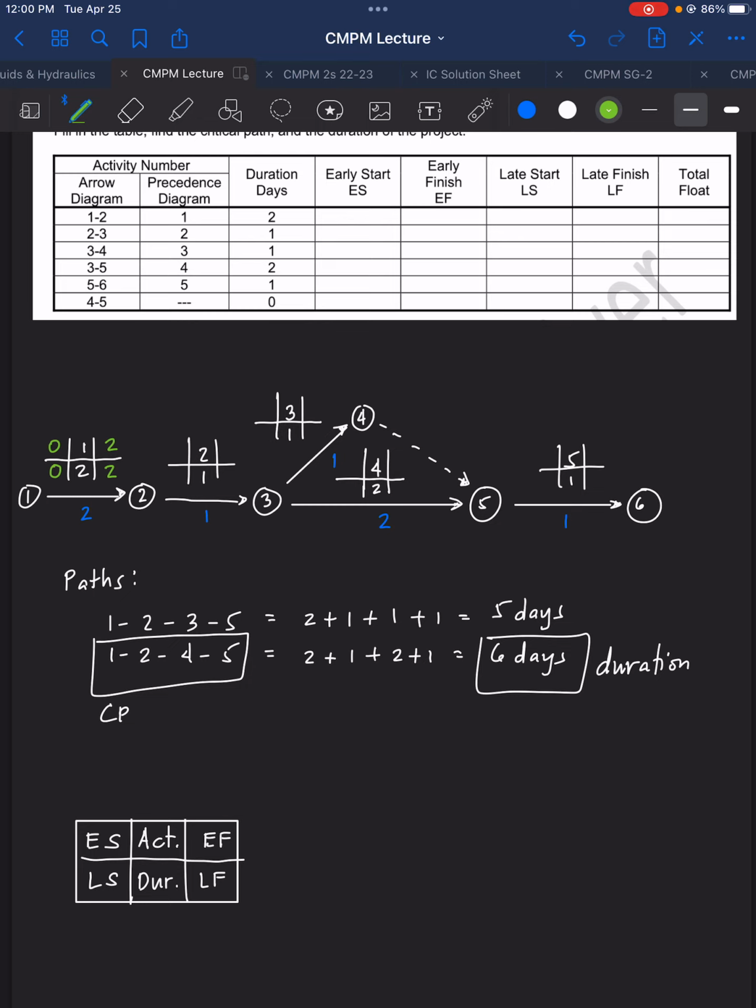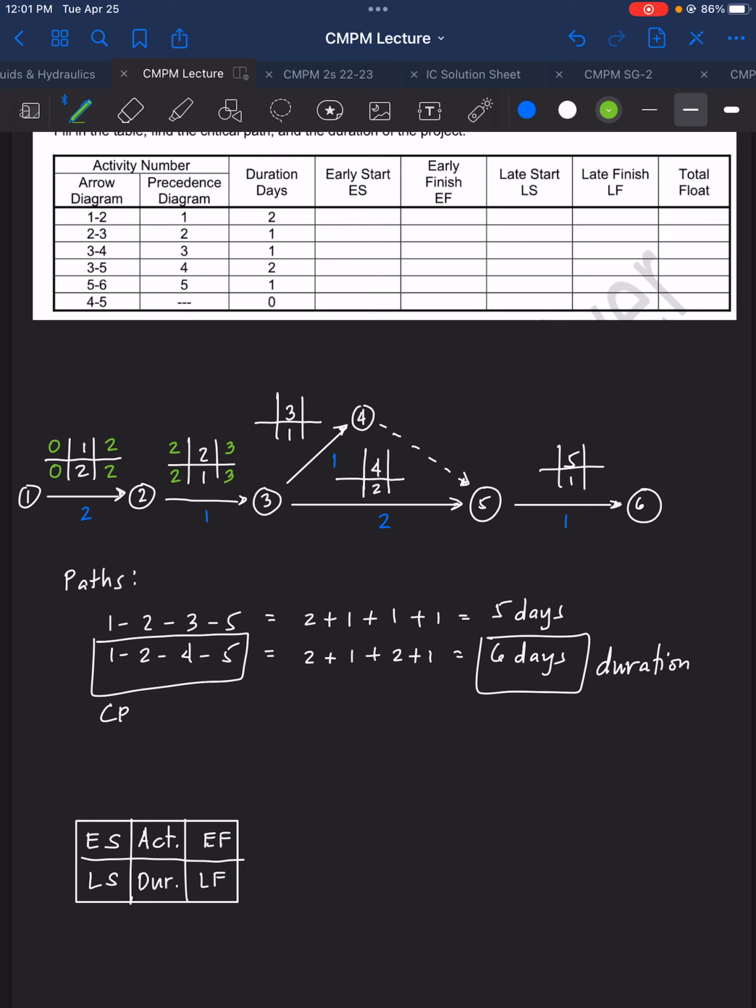Now in activity number 2, we have the earliest start. Activity 1 should finish first, which takes 2 days, so we put 2 here. Then 2 days plus the duration of the activity, which is 1, equals the early finish. So 2 plus 1 equals 3. For the late start, the latest start for activity 2 to begin is 2 days, so 2 plus 1 is 3 days.